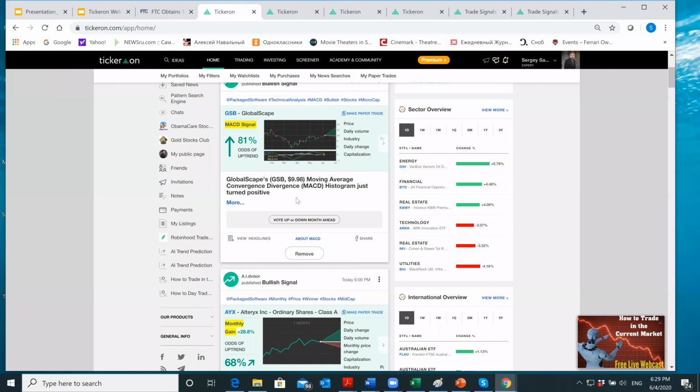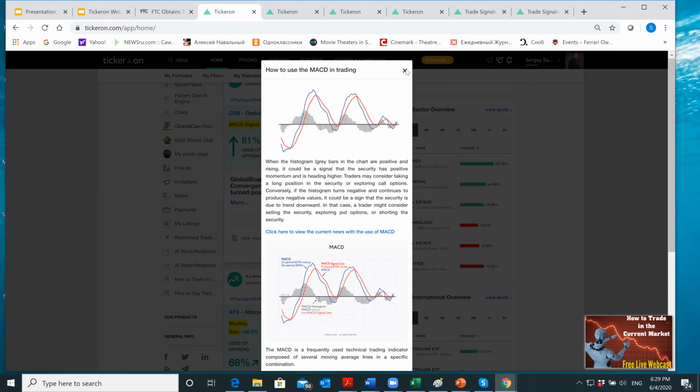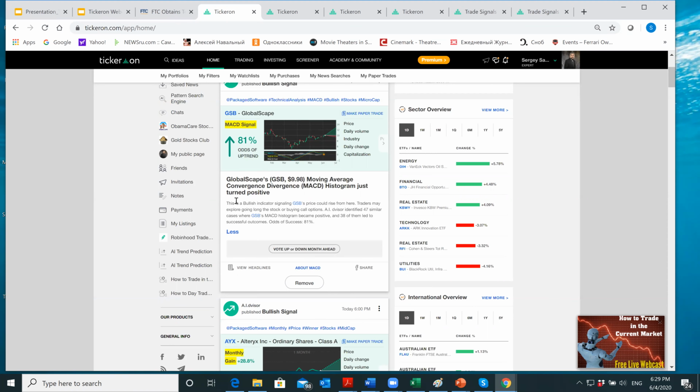If you don't know about MACD, you click here and read about MACD. That's an indicator, and we give you only those signals which make sense. And that's 81%: this stock is going to go up. How did we calculate this?